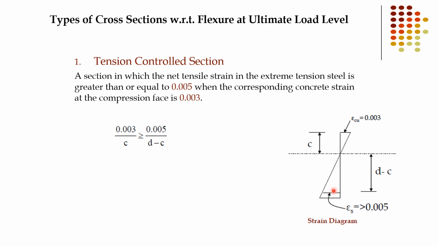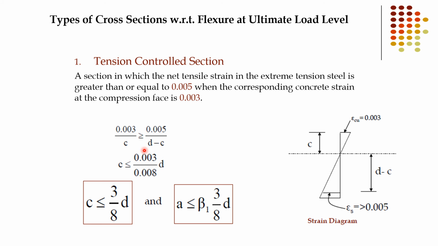Now by similar triangles, 0.003 divided by c equals 0.005 divided by d minus c, as it is equal or greater. Now again cross multiply and you will get the value of c. When you remove the decimal, you divide by 1000. After dividing, you will get the value of c, and if you have the value of c, you can get the value of a.